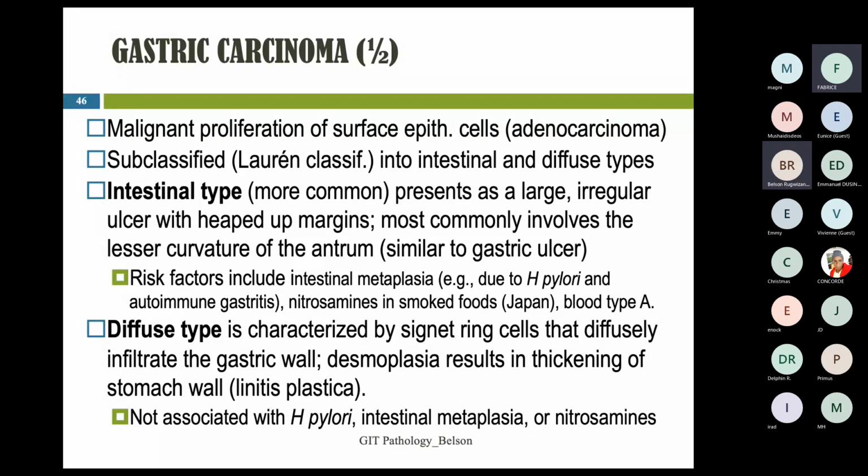Diffuse type is characterized by signet ring cells. So ni cells zisa nk'impeta, iriya mpeta cyane cyane abadamu bambara ifite akantu ko hejuru, niko zo cells ziba zikoze. That's why they are called like that. They infiltrate the gastric wall.